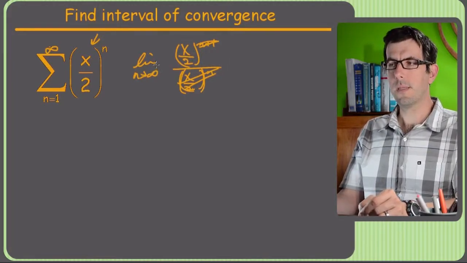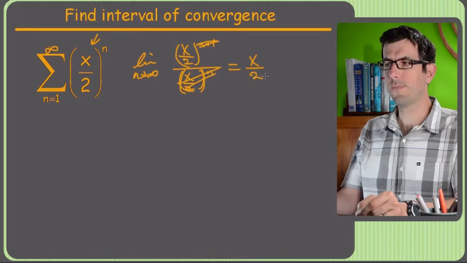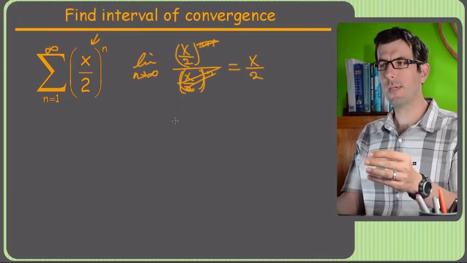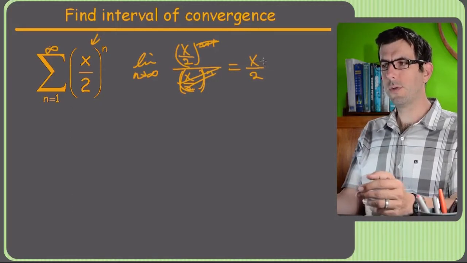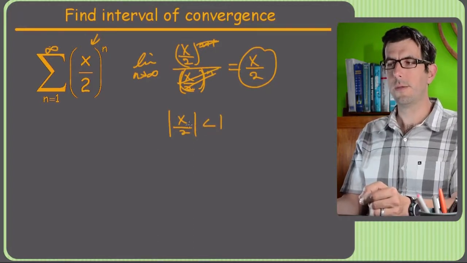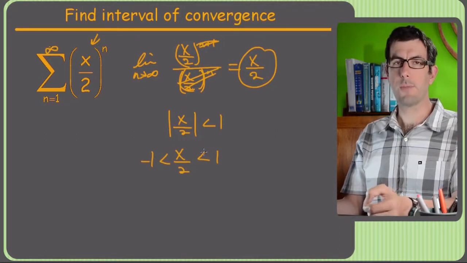And the limit, as n approaches infinity, of x over 2, there's no n's in there, so once again this limit is just going to be x over 2. Alright, so now we can do the second part. Once we've done the ratio test, our result, the absolute value of that, needs to be less than 1. So once again we'll sandwich it between 1 and -1 to get rid of the absolute values.